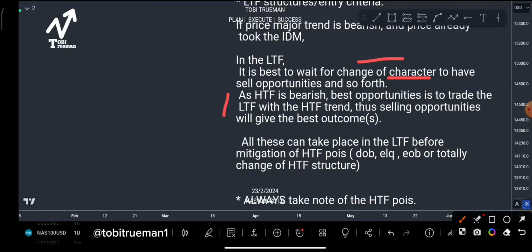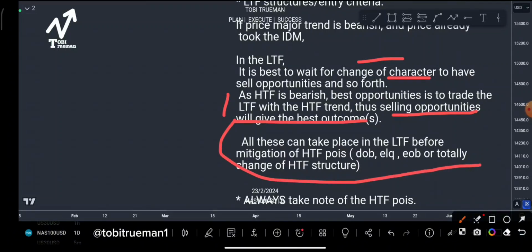That is what you have to do, because the higher time frame has much power. So when we are trading the higher time frame trend in accordance with the lower time frame trend, you see that everything will move accordingly, because selling opportunities will give the best outcome since our higher time frame is bearish. All these take place in the lower time frame before mitigation of higher time frame POIs. Okay, I will show all this in the picture diagram: after price took out the higher time frame inducement, what do we expect?